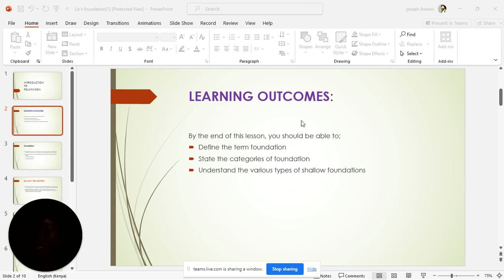Okay, today's lesson is about foundation. Now I'll start with the learning outcomes. The first learning outcome is the definition of the term foundation, and then we'll state the categories of foundation and understand the various types of shallow foundations.